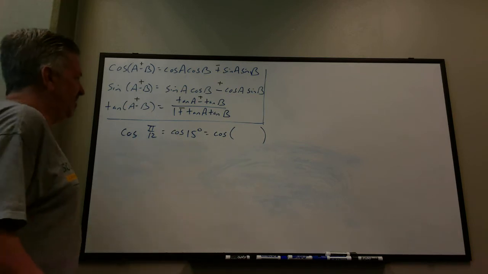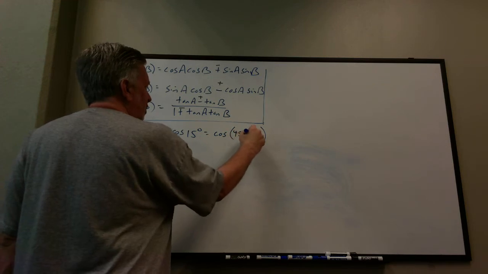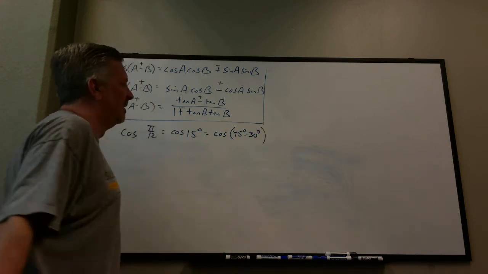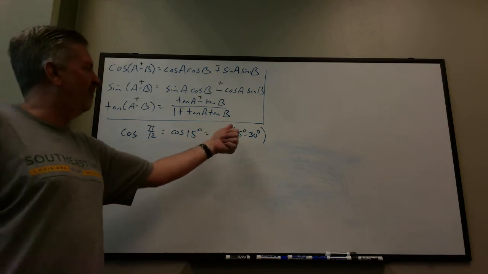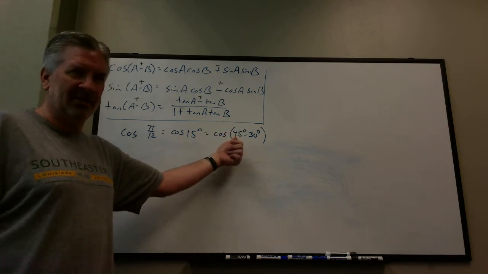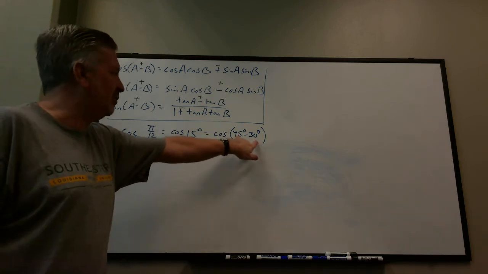And there's a couple of possibilities, but the first thing that occurs to me is to do 45 degrees minus 30 degrees. 45 degrees minus 30 degrees is 15 degrees. 45 degrees is an angle in the special triangle, and 30 degrees is an angle in the special triangle, so I know I can do those.